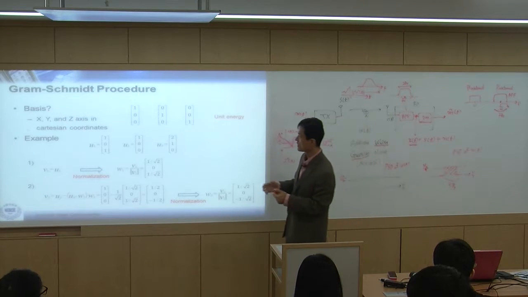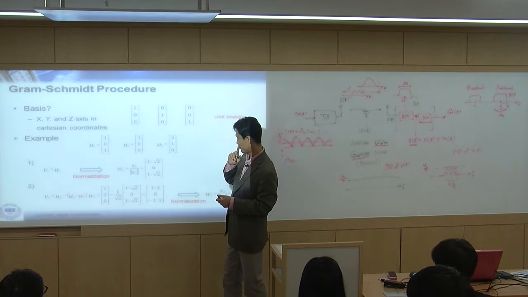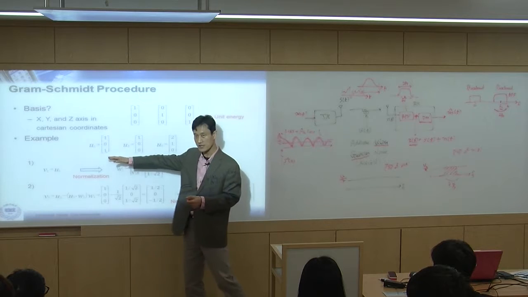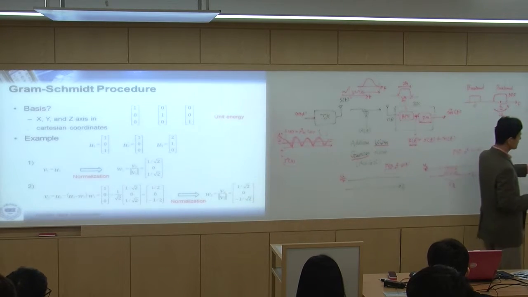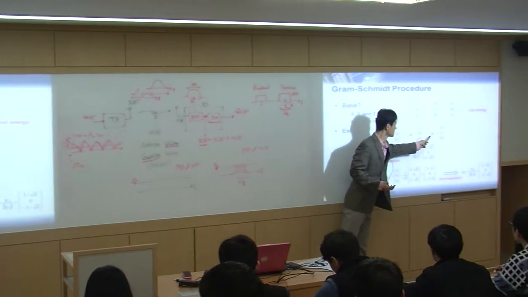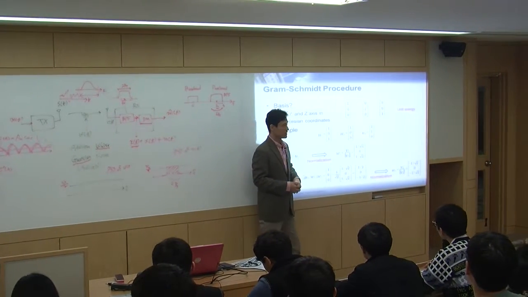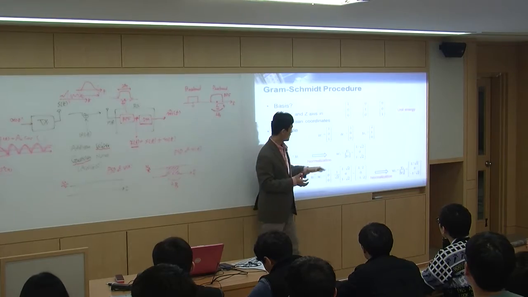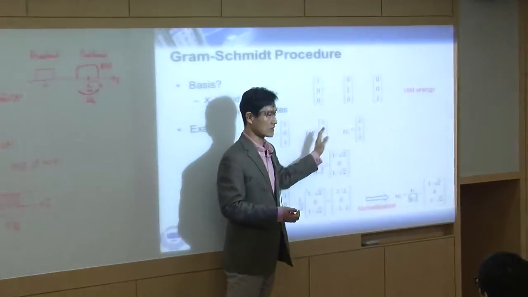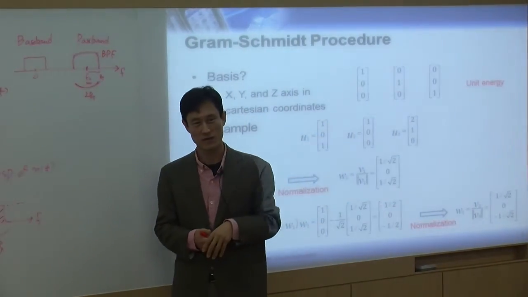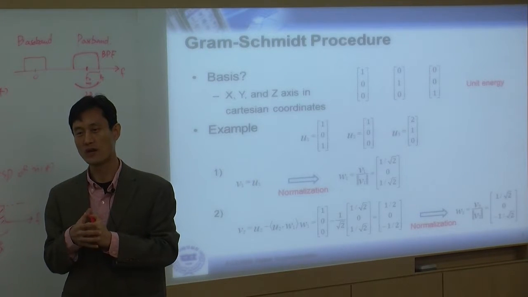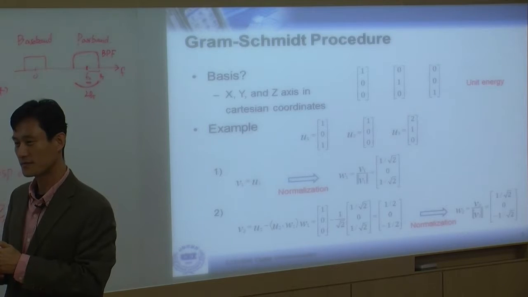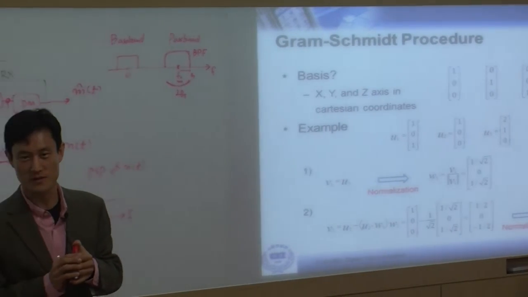Let's say we have three vectors. Let's take an example. An example is always easy to look at, right? So let's say we have these three vectors. What we want to do is make these three vectors orthogonal. That's what we want to do. Why do you want to make them orthogonal? Why is orthogonal important?